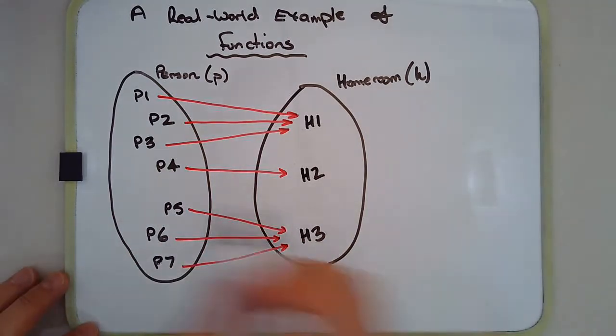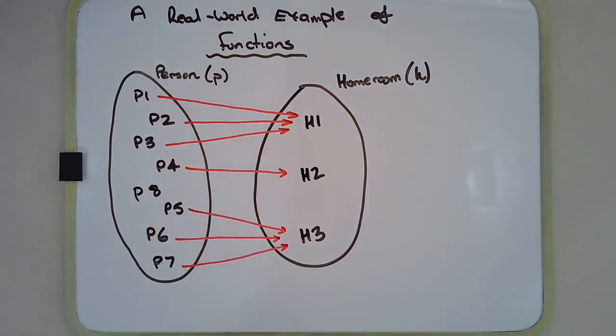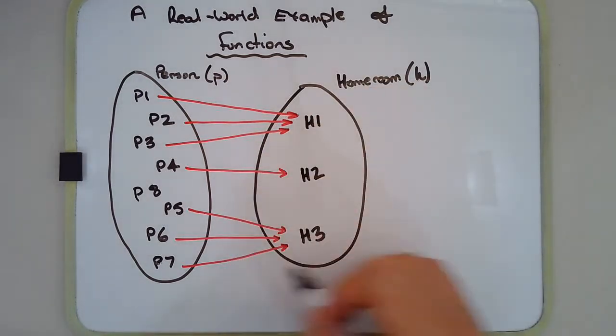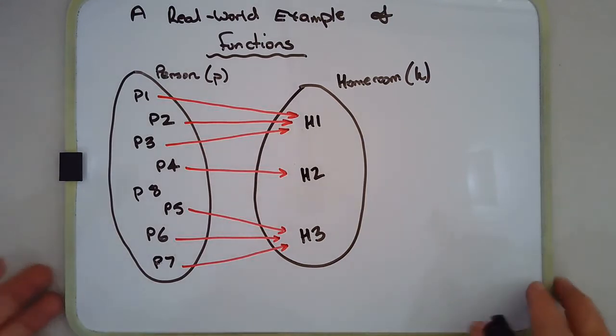Now we could, for example, have an 8th person. So let's say we introduce person number 8. We ask this person, what homeroom are you associated with? I'm associated with homeroom number, I don't know, 5. It doesn't happen to be in this set, so we can't draw an arrow, but this is still a function. Every person is associated with no more than 1 homeroom. Now, obviously at a school, generally every student is associated with 1 homeroom, and that's usually the case.